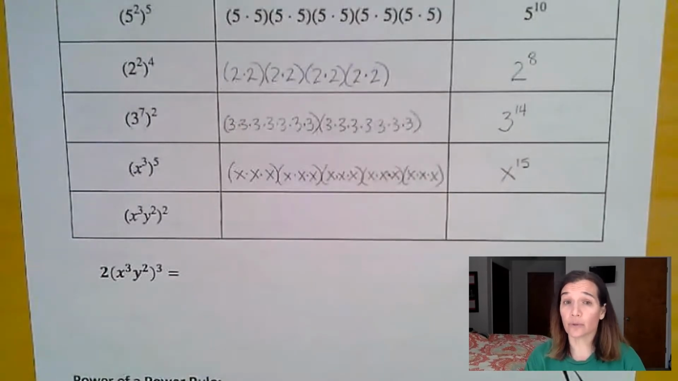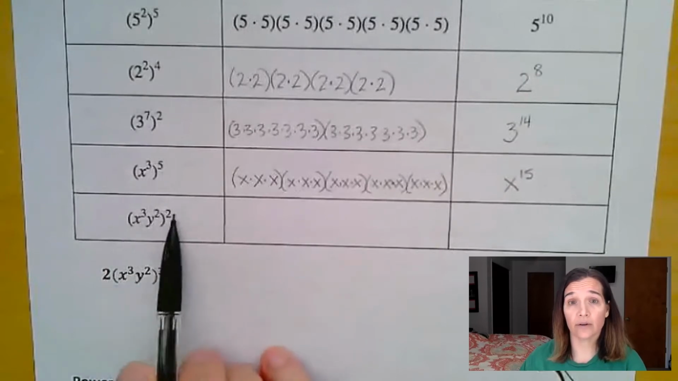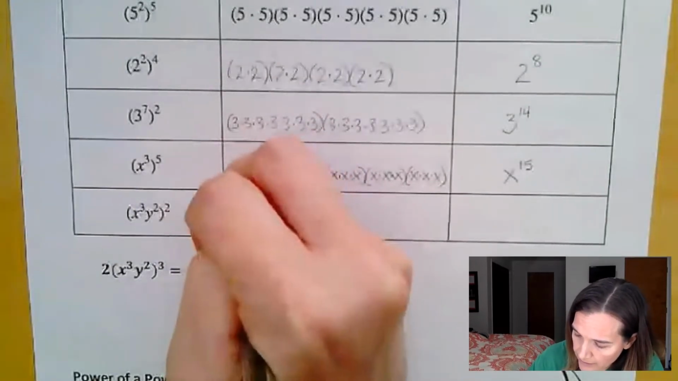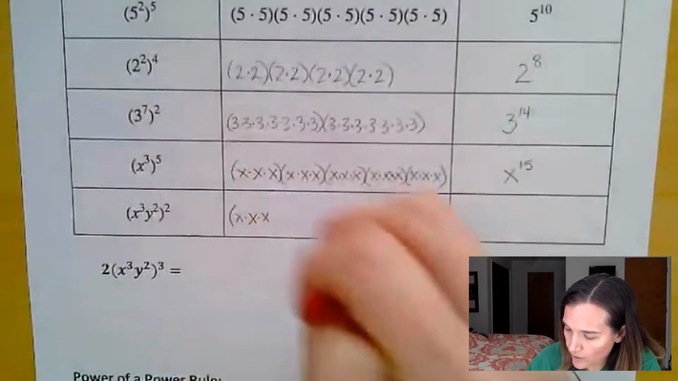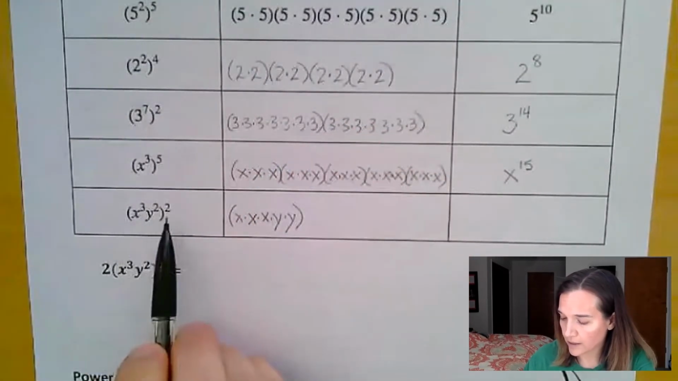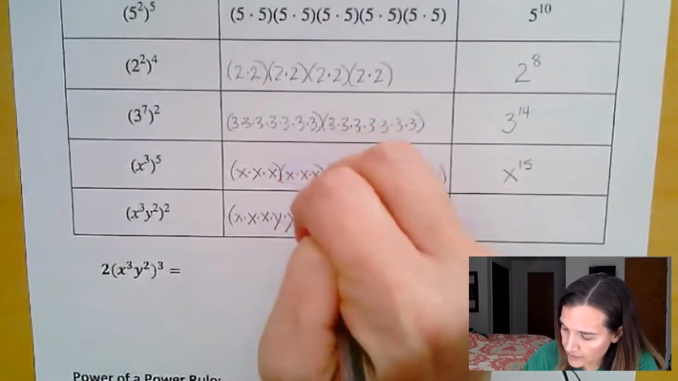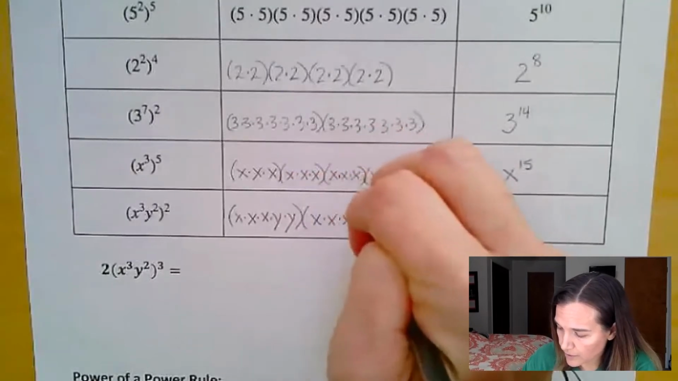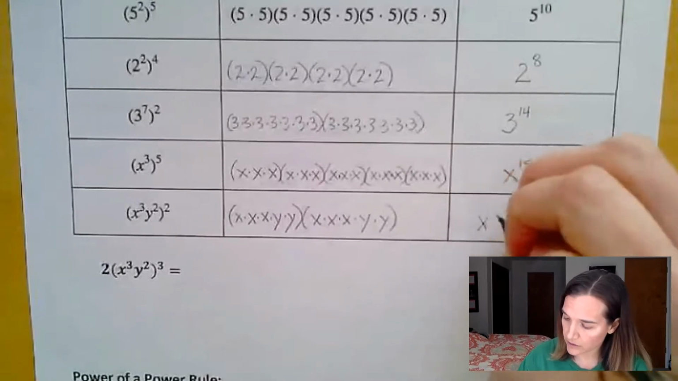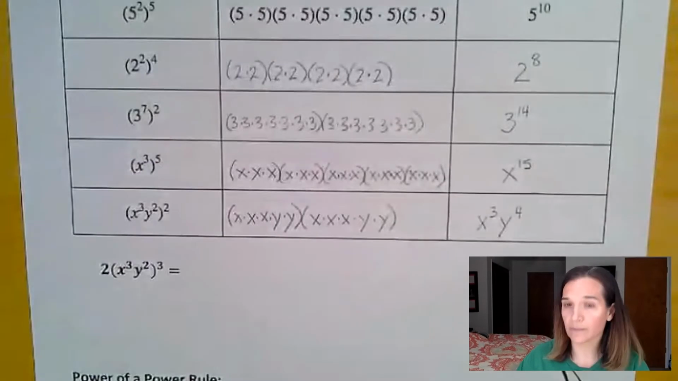All right, this also works for multivariable things. Here you'll notice we have x to the 3rd power, y squared, all to the 2nd power. So x cubed looks like x times x times x, and y squared is y times y. So that's what's inside. But we want to square that or have that times itself. So I'm going to do another x times x times x times y times y. And then putting it all back together, that's really x to the 6th power, y to the 4th power.